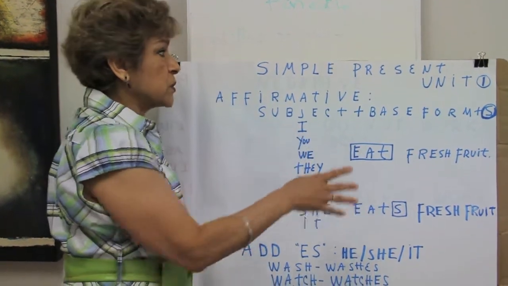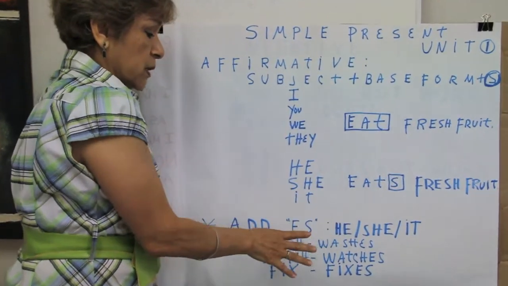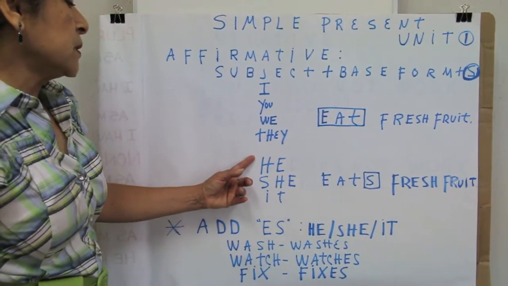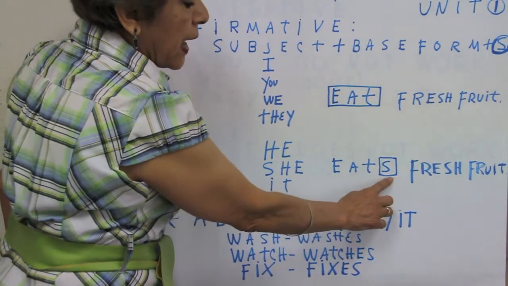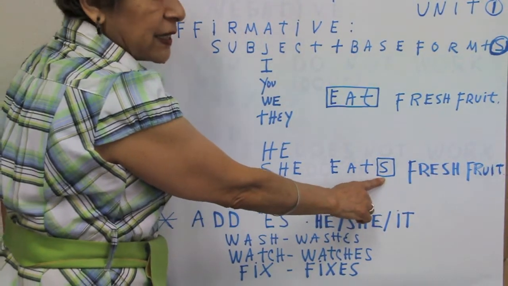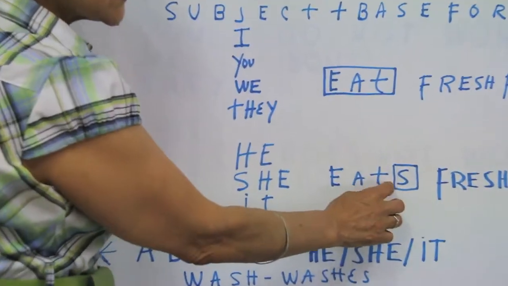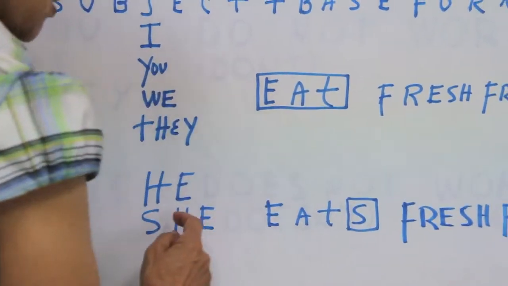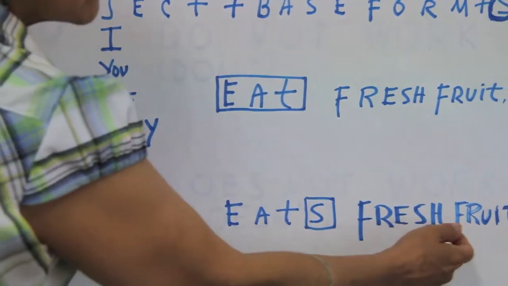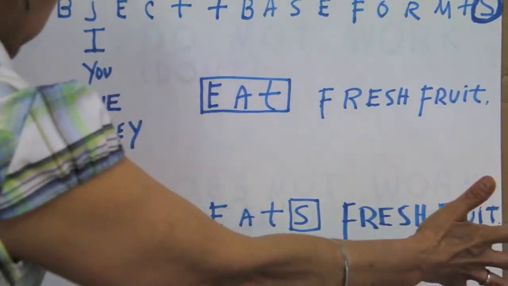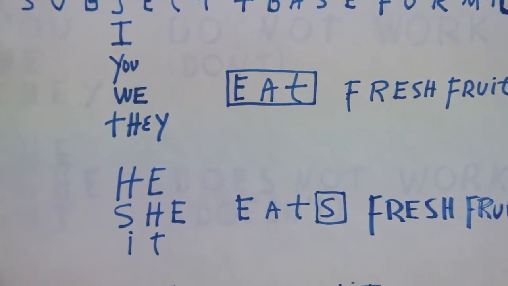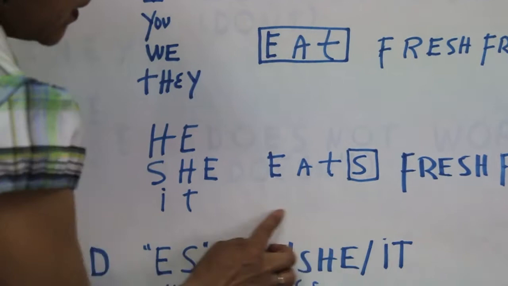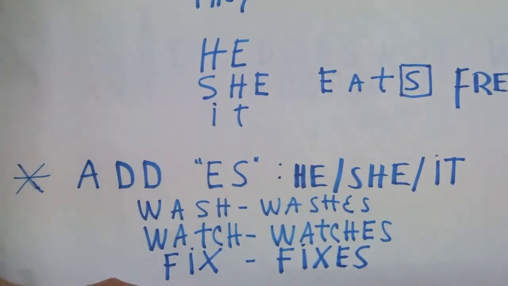But there is an exception in the simple present tense unit. Third person singular: he, she, it. What happens to the verb? I have to include S in affirmative. He eats fresh fruit. She eats fresh vegetables. I can change it here, of course. When to add es? This is only for he, she, it.